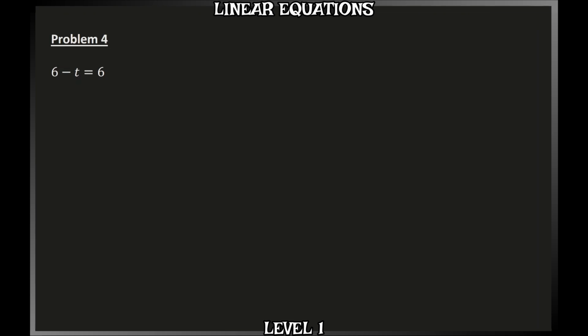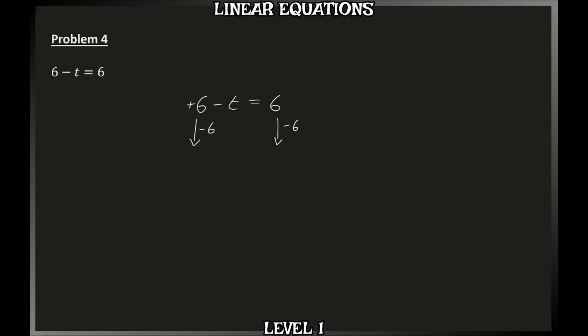In problem 4, we're solving the equation 6 minus t is equal to 6. And this means we need to find the value of t. So first, on the left-hand side, we'd like to remove the 6. And this 6 is a positive, or a plus 6. So to remove it, we use its inverse and subtract 6. And we also need to do the same to the right-hand side.